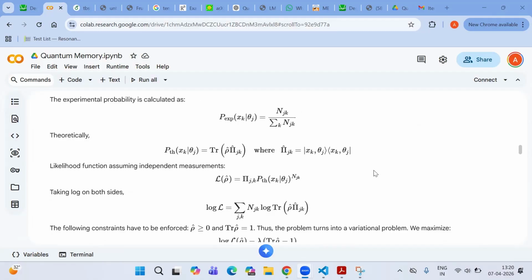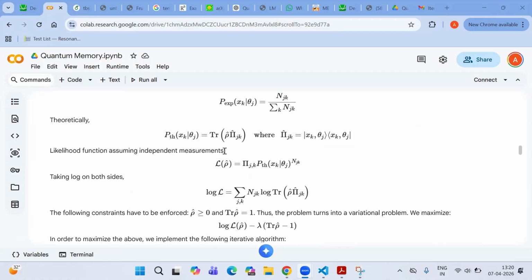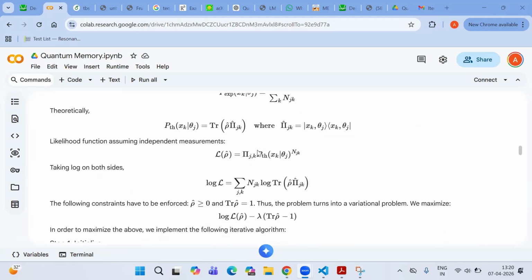And my likelihood function, therefore, assuming independent measurements, is just going to be product over all j comma k, P theoretical, x k given theta j, whole to the power number of counts, n jk. So this pi here is not the projector. This is a product over all j and k.